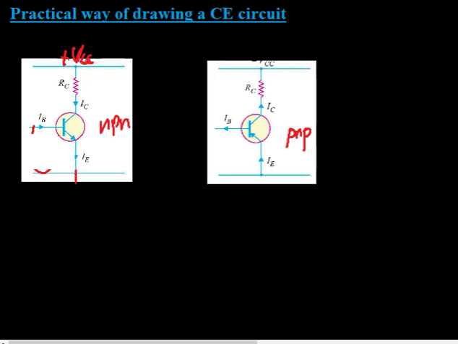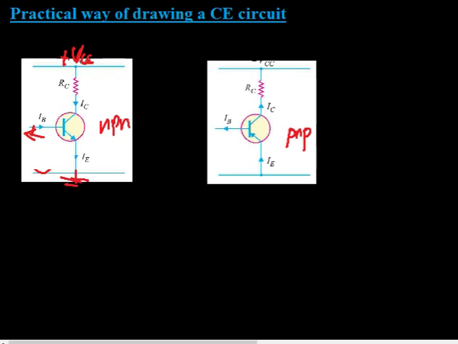Drawing a common emitter transistor circuit. The first one on the left represents the NPN transistor. Here the base is connected towards the input terminal. Emitter is made common.